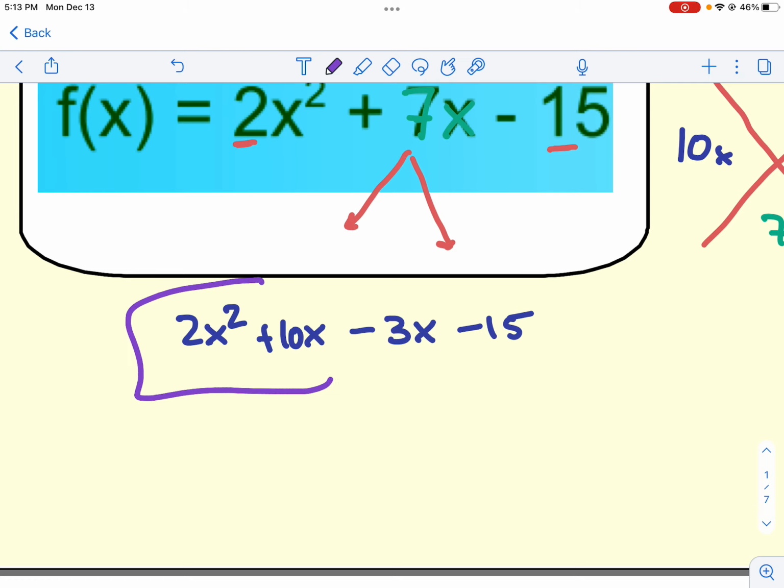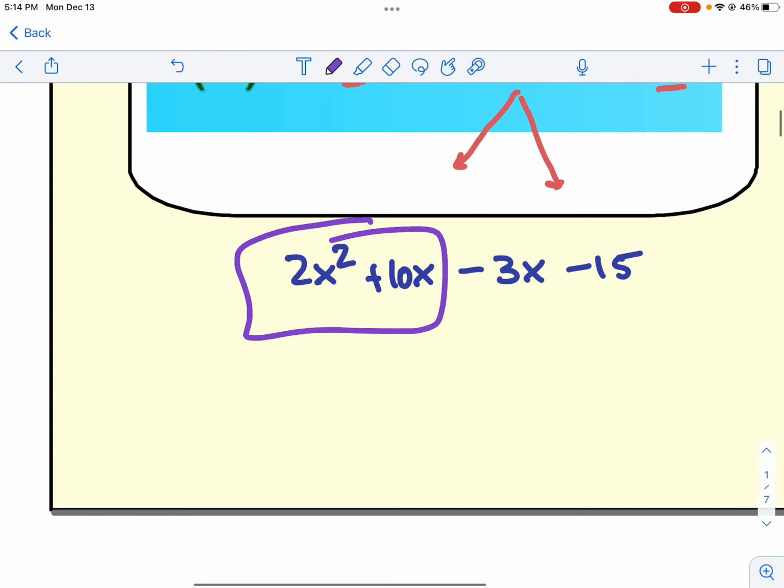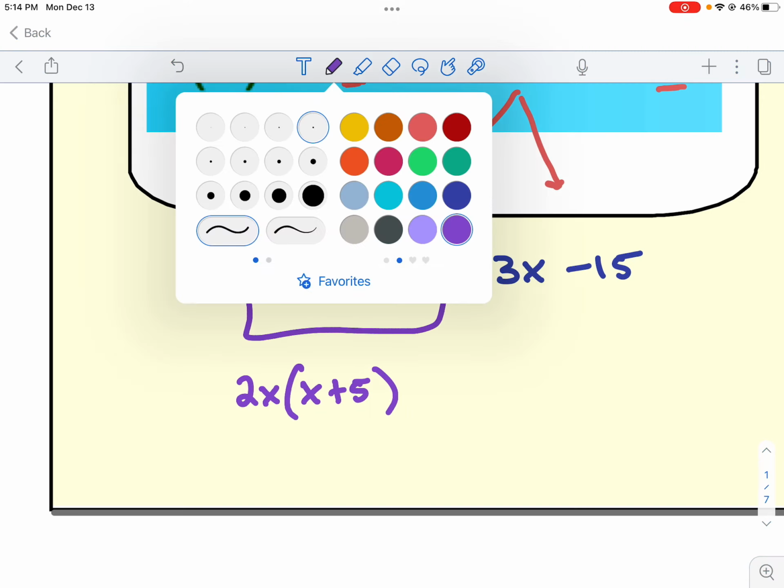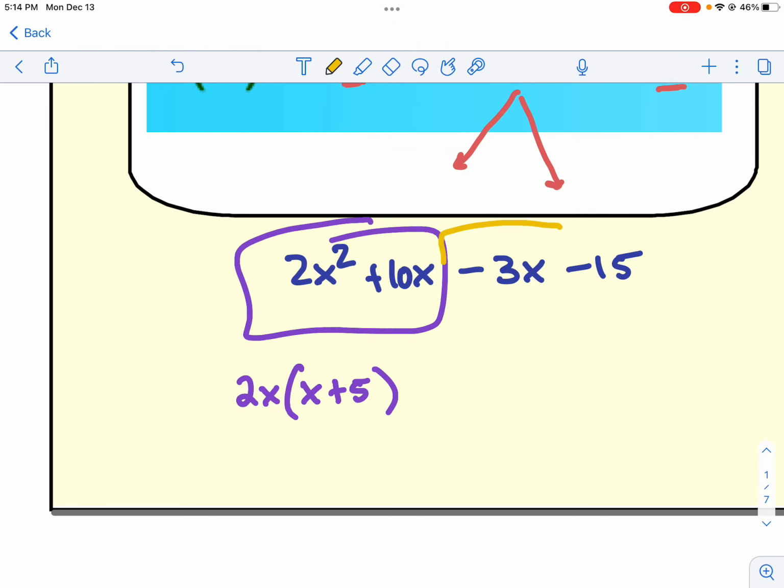My first group here, I'll circle in purple. 2x squared and 10x share a 2x in common. So we can pull that out and have left over x plus 5. My other group, I'll do in yellow, go Vikings. Share a negative 3 in common. Can pull a negative 3 out of both negative 3 and negative 15. And left over, I would have x plus 5.